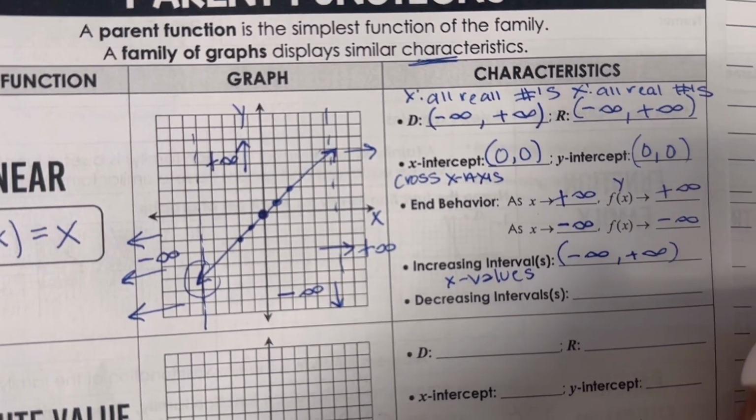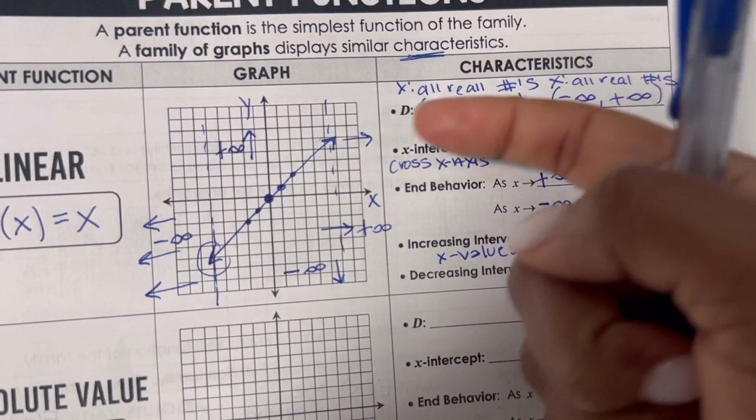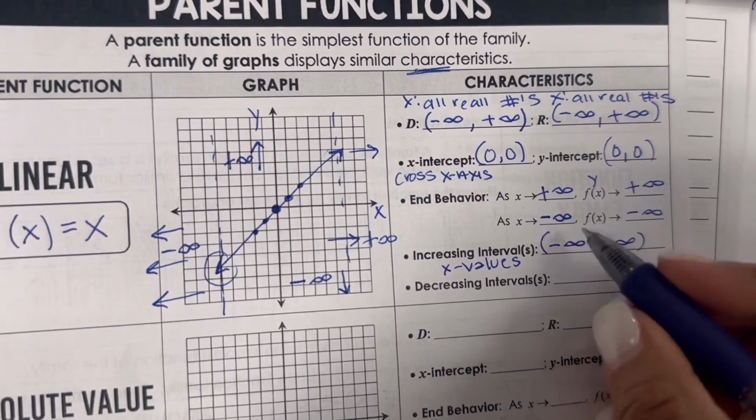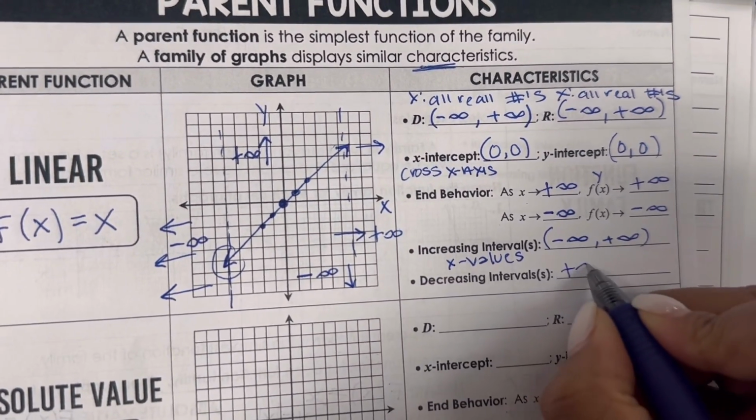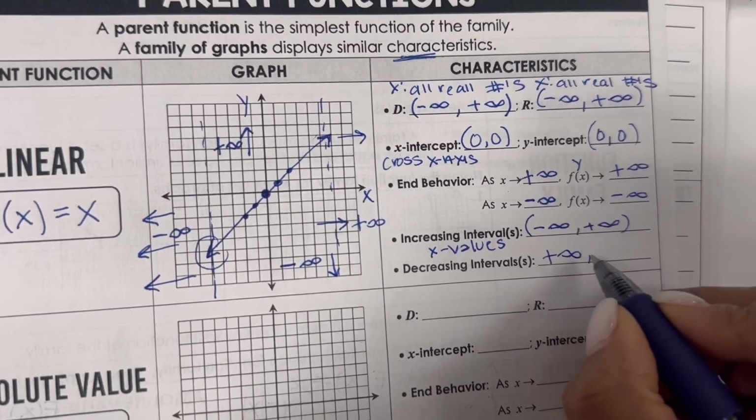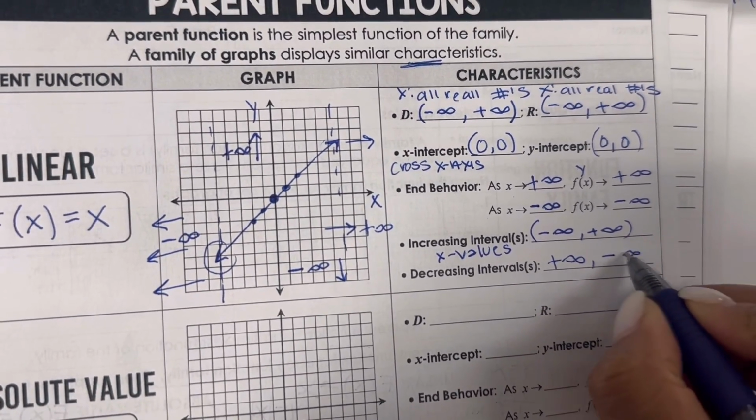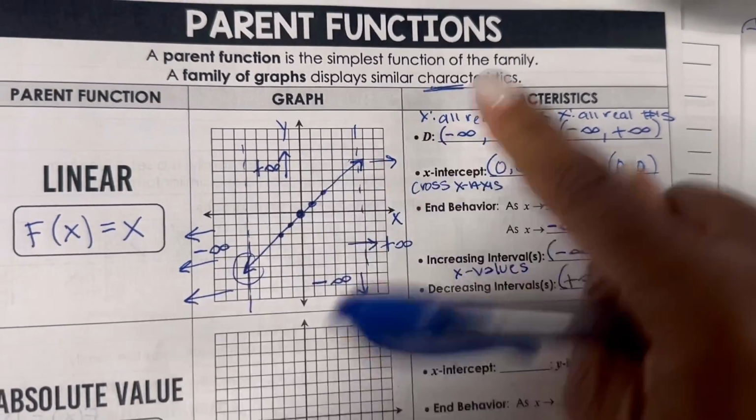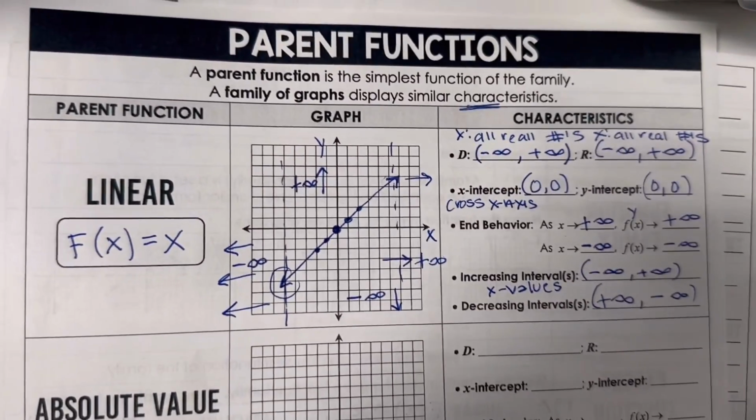It also is decreasing. It's decreasing from positive infinity to negative infinity. It's going down. Remember, a line is going both ways, right? It's going up and down. It's the same thing. All right.